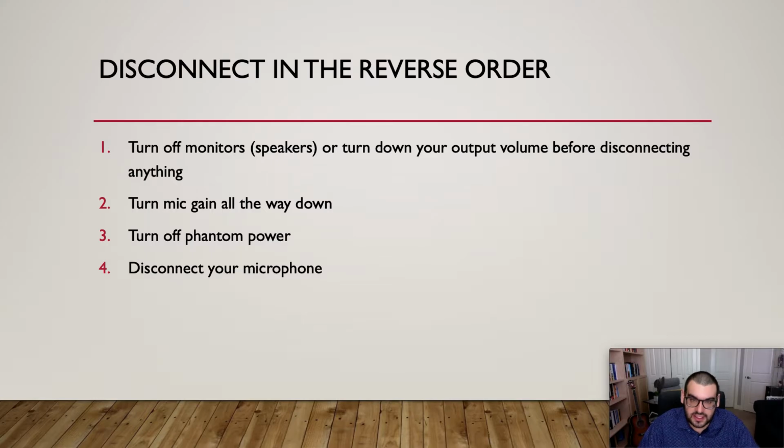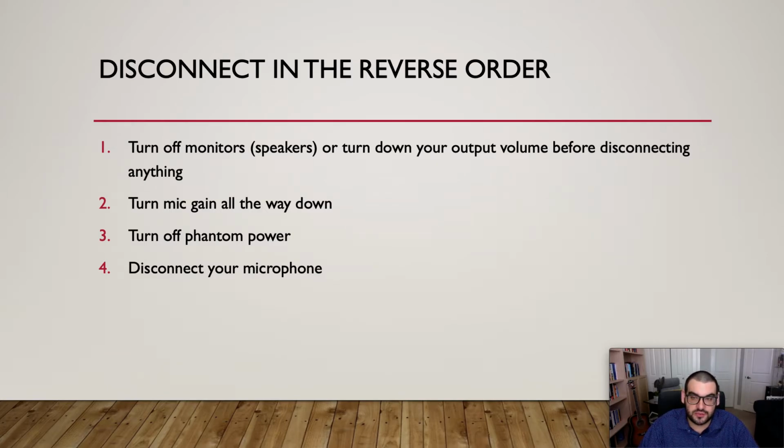So to disconnect, you're just going to go in the reverse order. Turn off your monitors, turn off your speakers, okay, and turn down your output volume before disconnecting. Then you're going to turn the mic gain all the way down. Then you're going to turn off the phantom power and then disconnect your microphone. You want to make sure to do it in this order.